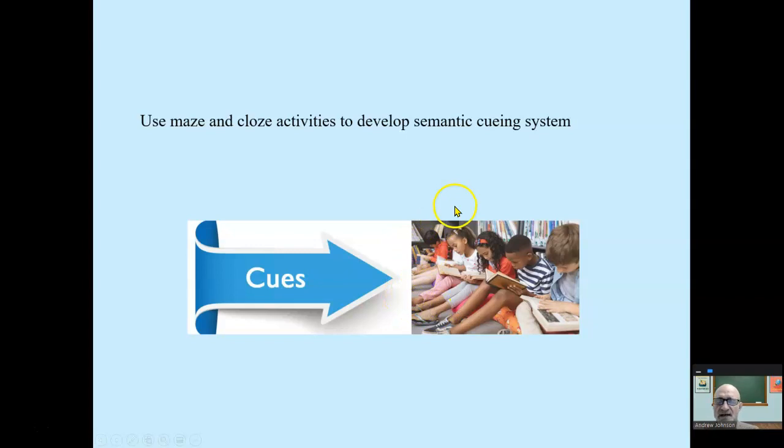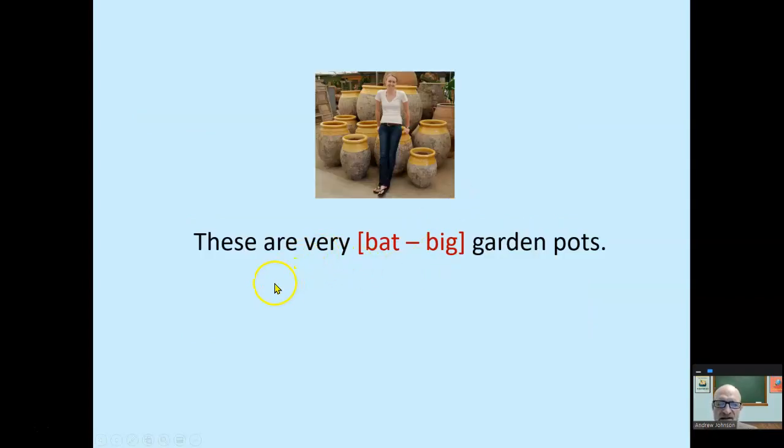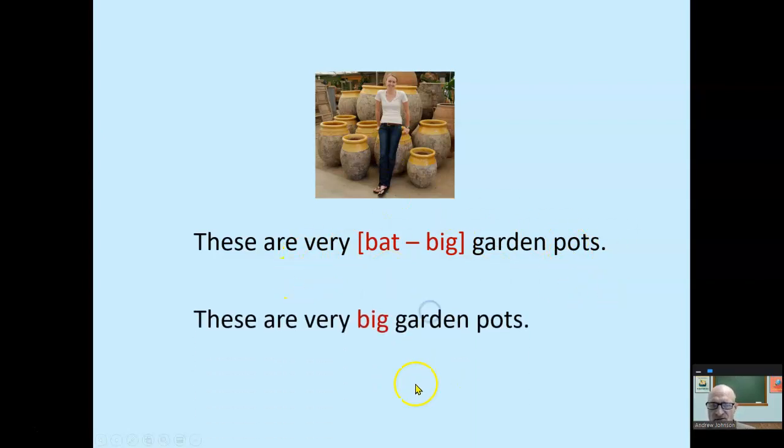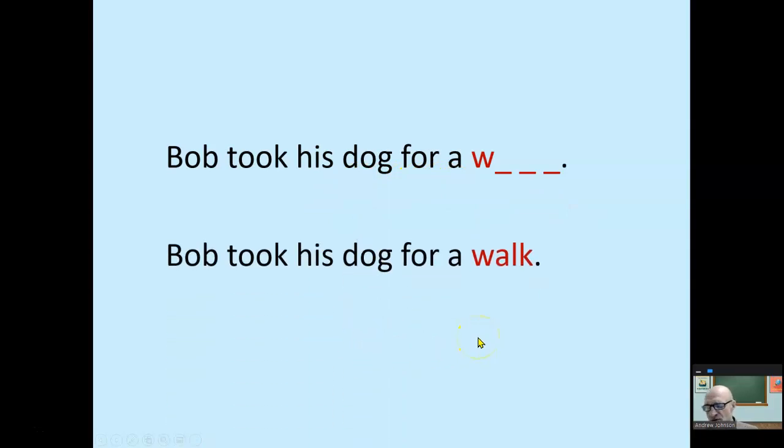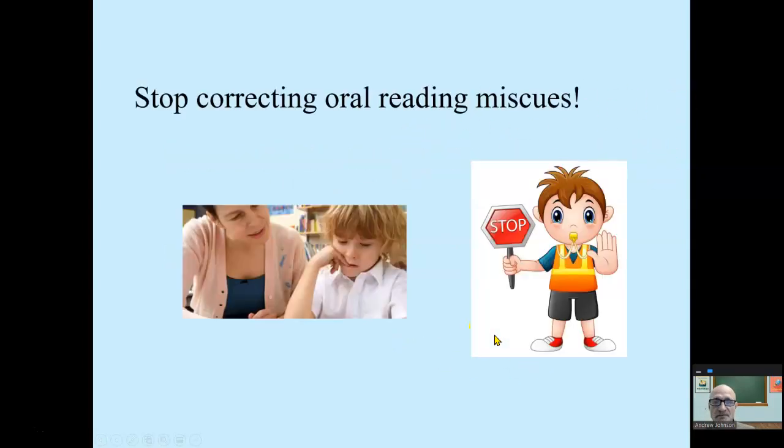These are cloze and maze activities. These are very blank garden pots. Clues on both sides and even picture clues sometimes. They have to choose the correct word. They're using semantics and syntax. Bob took his dog out for a... So we would do, I would say, 6 to 10 of these. It would take us 5-6 minutes, and then we move on to our lesson. All the while, I'm doing a little teaching, but we're developing the ability. So she automatically begins to bounce her eyes on both sides of the word to find out what that word might be.